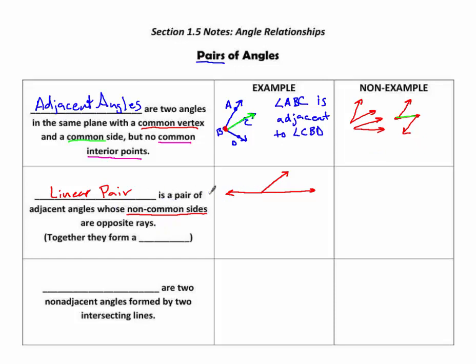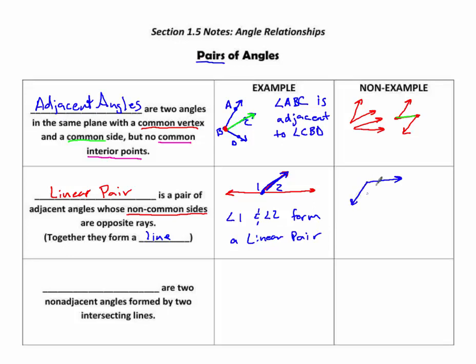So it's a pair of adjacent angles, so adjacent angles have a common vertex, they have a common side, but for a linear pair, the non-common sides, that's the red ones, are opposite rays, and together they form a line. So let's say this was angle 1 and angle 2. We would say that angle 1 and angle 2 form a linear pair.